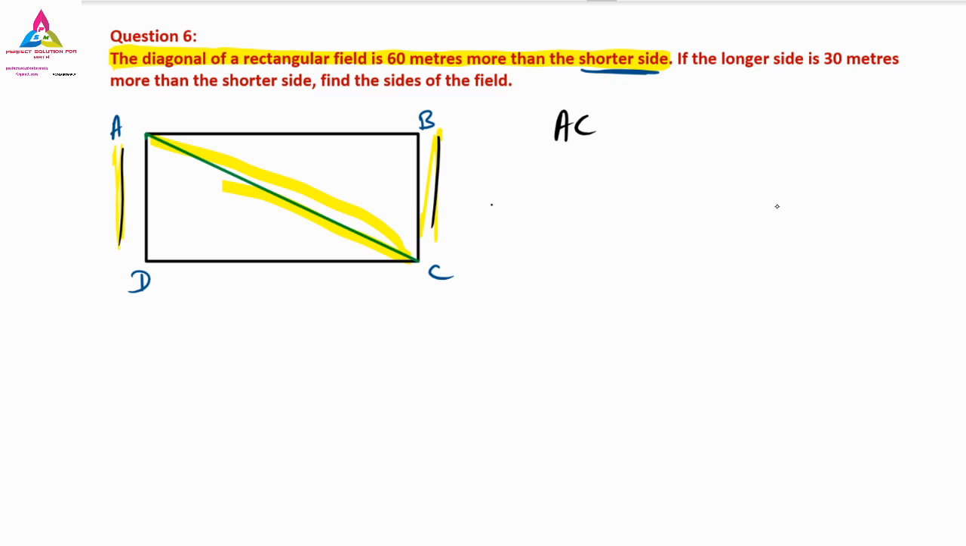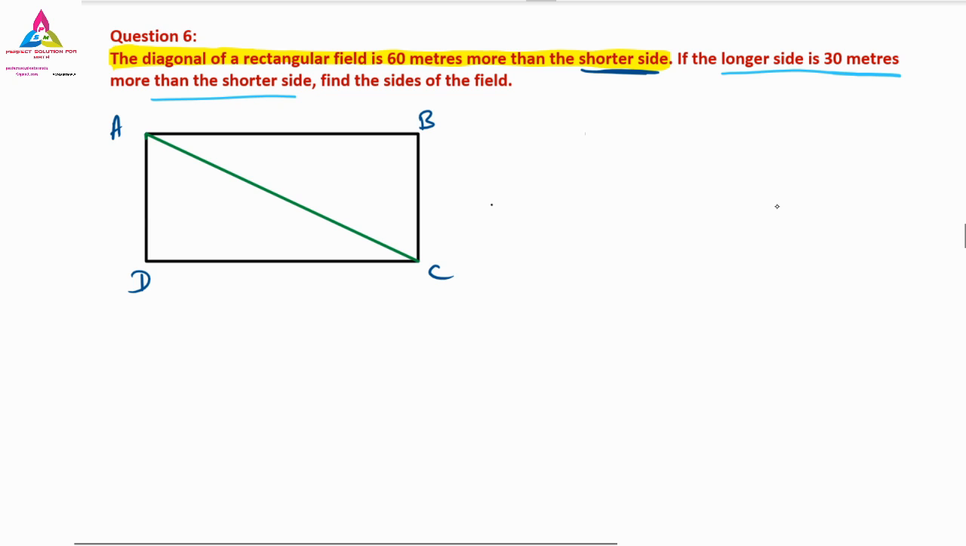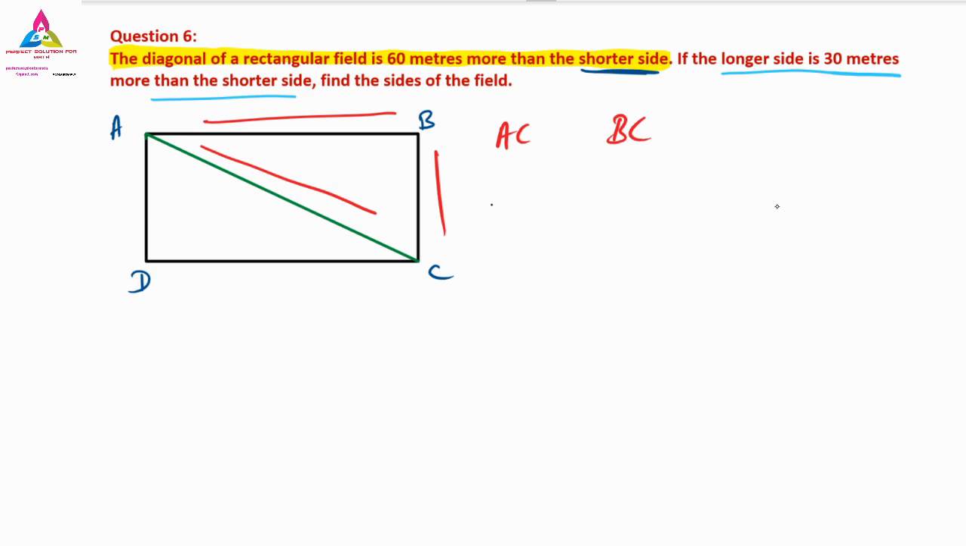Very importantly, in the second statement they have given that the longer side is 30 meters more than the shorter side. Again it will become a triangle, but we have to go through both statements once again. In the first, AC is compared with BC. I will consider triangle ABC, where BC is compared with AC.